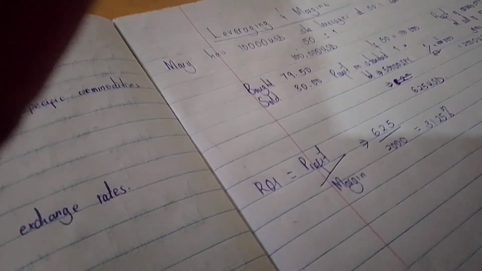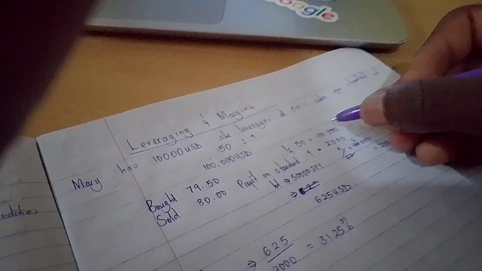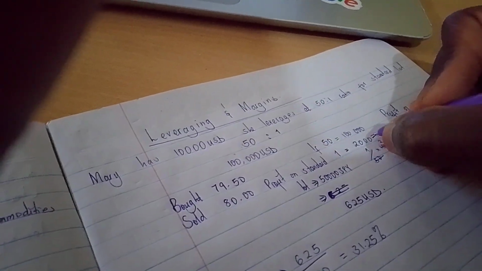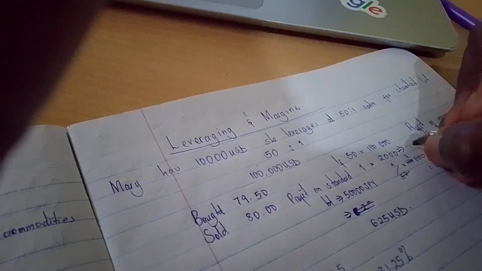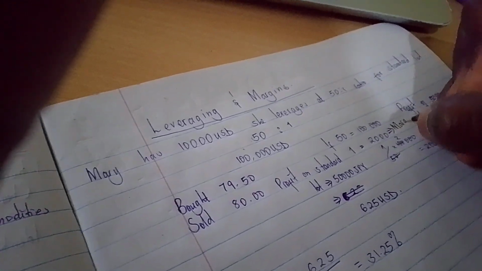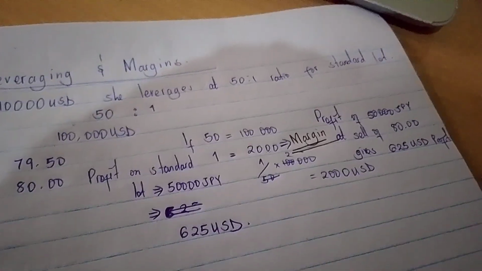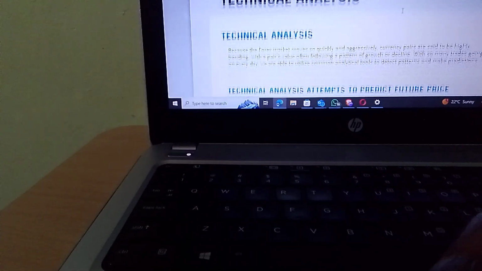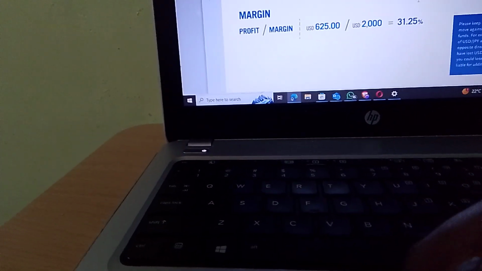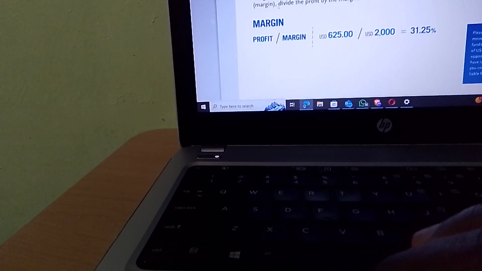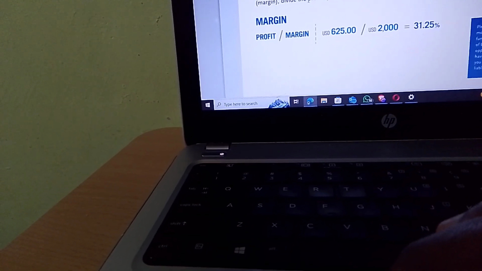So we'd say that this 2000 here is the margin. Let me use a different pen. Is the margin. Yep, that way. Moving on to the next thing. Let's see. Calculate her ROI. Divide the profit by the margin. Okay, that's good.